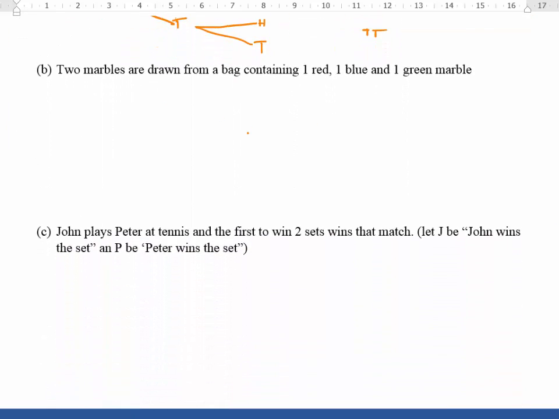We've got two marbles that are drawn from a bag, and the bag contains one red, one blue, and one green. So I've got two marbles I'm drawing from my bag. So the first marble that I'm going to draw could be a red, or it could be blue, or it could be green. And then I'm going to draw a second marble.